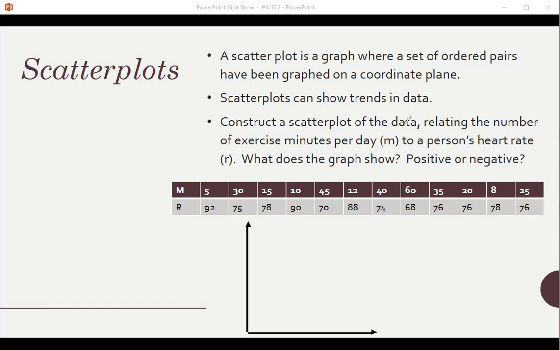We're asked to construct a scatter plot of the data relating the number of exercise minutes per day to a person's heart rate. Those seem to be the two things that we're comparing. So typically first in a table will be our independent variable. That goes on our x. And then the second will be our dependent variable, which goes on our y. So if I look, my values on my x go anywhere from 5 up to 60, it looks like, is my biggest value. So there we go with some values.